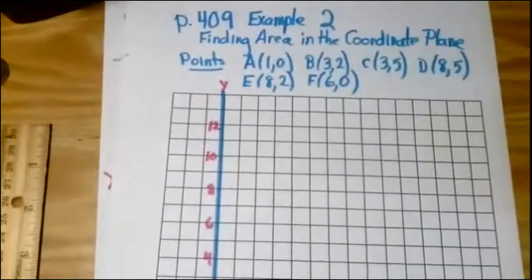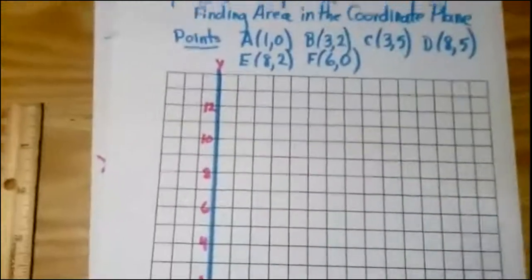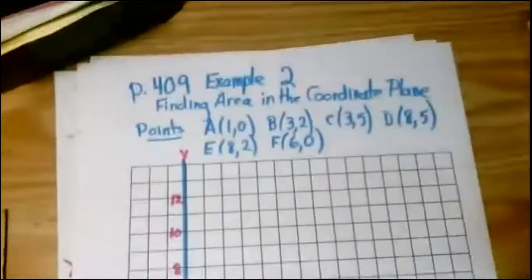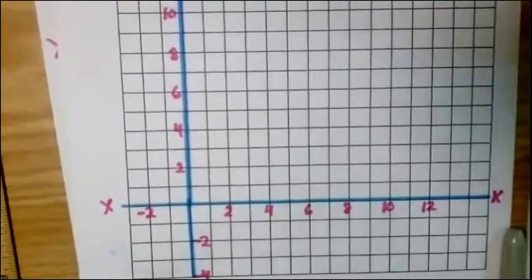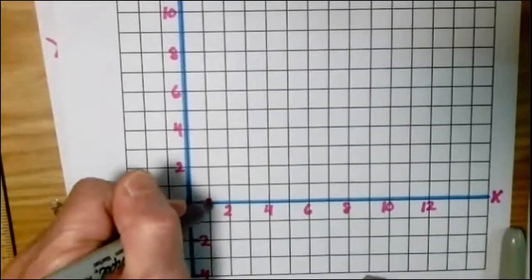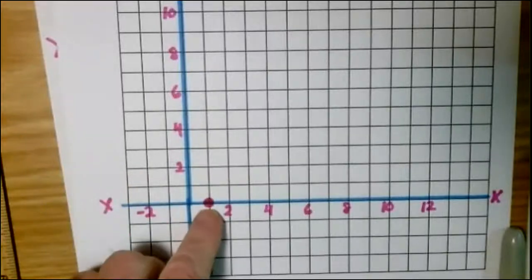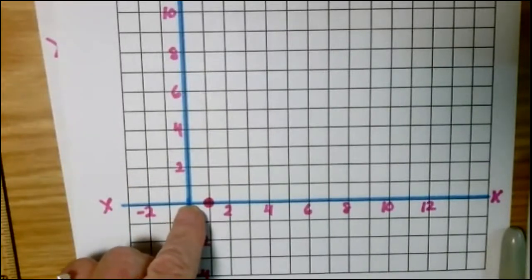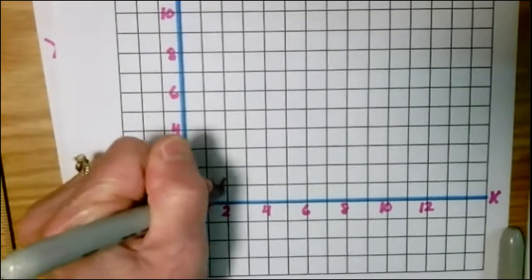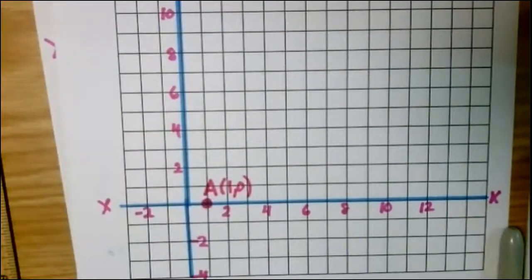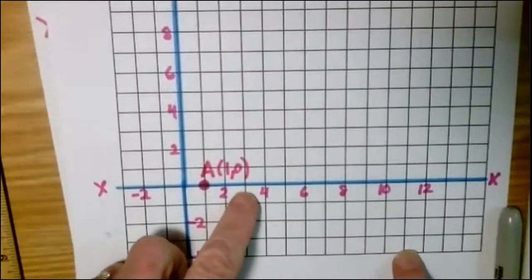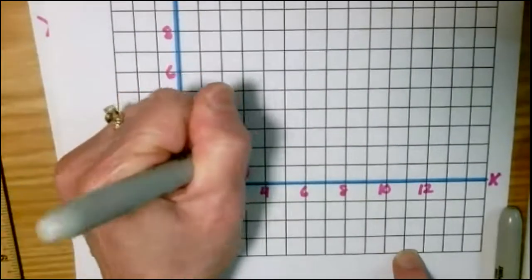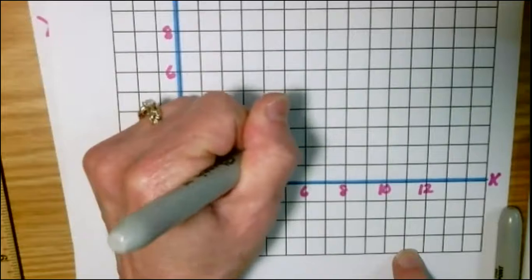I have to make it so we can see it. I don't know if I can get it any taller than this. I'm going to try. No, I don't think I can. So A is 1, 0. We have to come down here every time to do this. 1, 0 is going to be right there. This is 1, and this is 0 on the y-axis. So that's point A, 1, 0. Point B is 3, 2. That's point B, 3, 2.